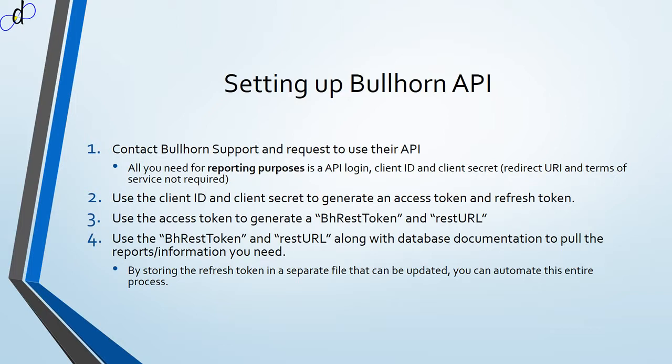From there, you use the Bullhorn REST token and REST URL along with the database documentation, which there is a lot of, to pull the reports and information you need directly out of the database. Obviously, you have to know what kind of tables there are, what kind of fields there are, and what the data types are inside of the database in order to really efficiently report on the data that's in there. But once you get a feel for how the database is set up, then you could definitely do that.